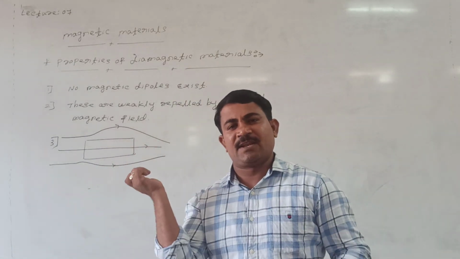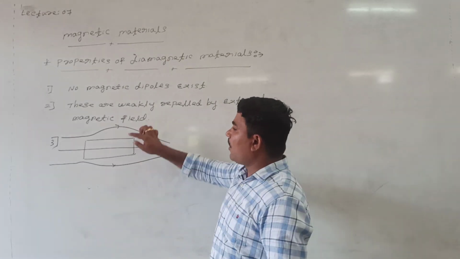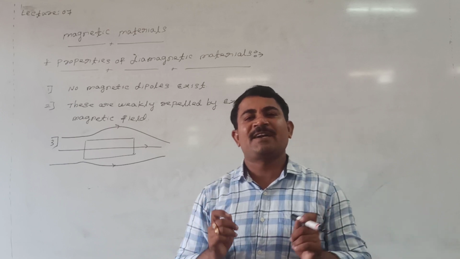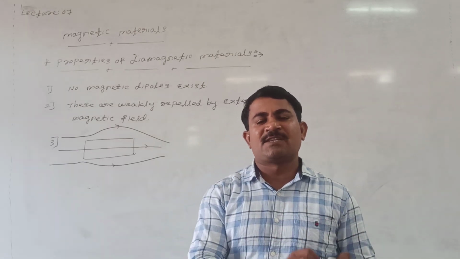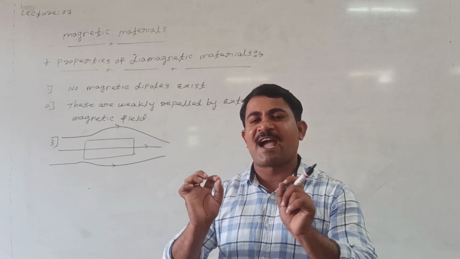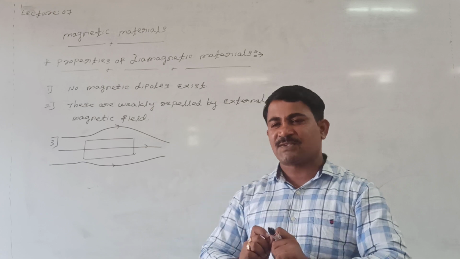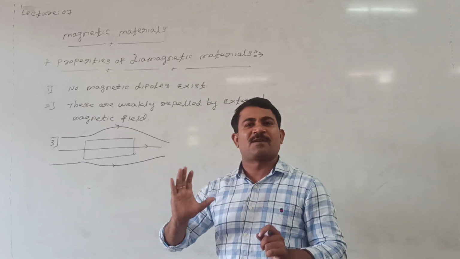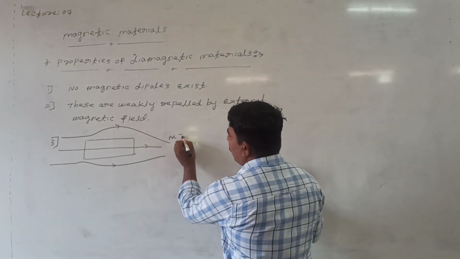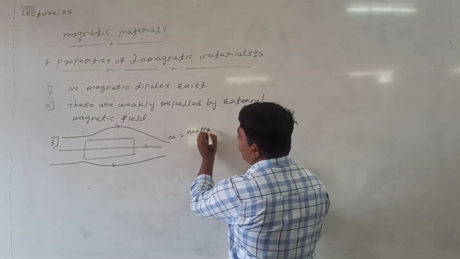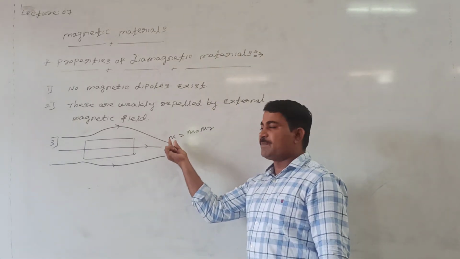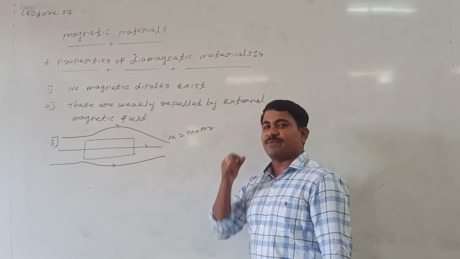When a diamagnetic material is subject to an external magnetic field, almost all the magnetic field lines are repelled. Due to that, the magnetic permeability of the diamagnetic material is very, very small, because no magnetic lines of force pass through it. We know that magnetic permeability is represented by mu. So what is mu? Mu is equal to mu naught times mu r. This value is very, very small. If this is very small, then this also is very, very small.